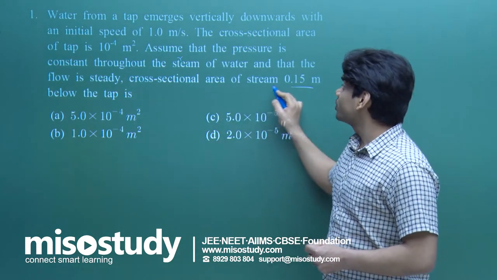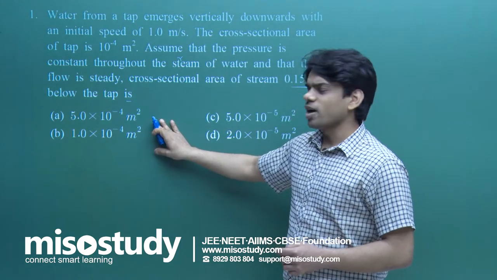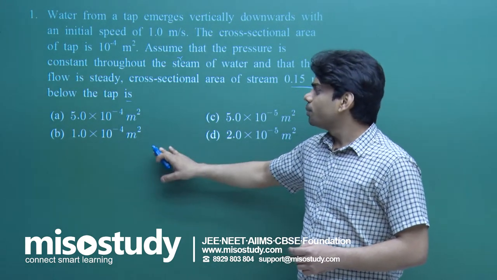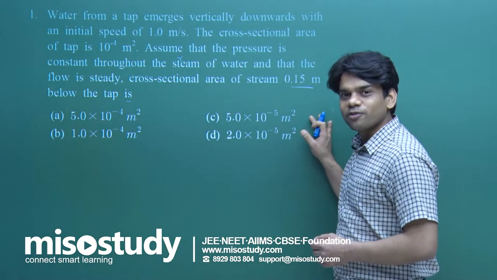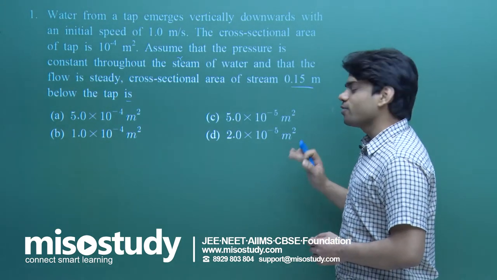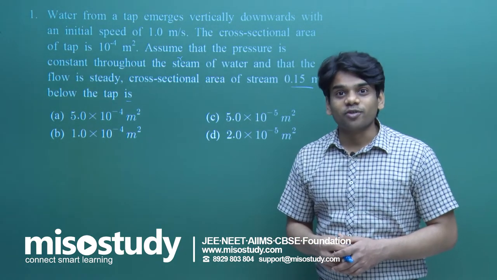A, 5 into 10 to the power minus 4 square meter, B, 1 into 10 to the power minus 4 square meter, C, 5 into 10 to the power minus 5 square meter, and D, 2 into 10 to the power minus 5 square meter. So I believe that you have understood what the question is asking from us.